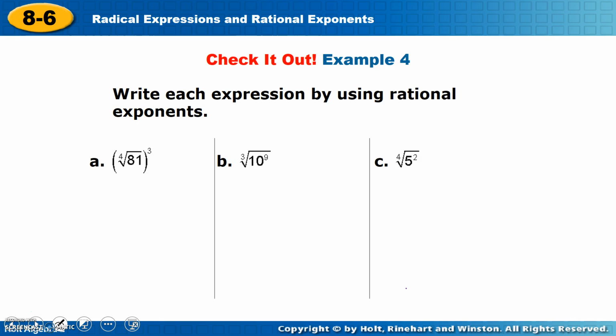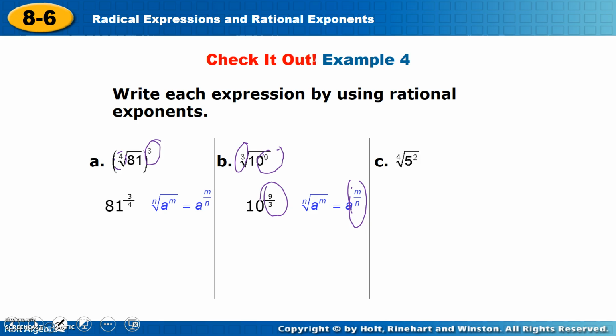All right, now that you've worked these, let's take a look. We have, as our first one, the 4th root, right? And we're raising to a power of 3. So did you choose your m and n correctly? And you would get 81 raised to the 3/4 power. Your second one, hope you got your m and n correctly. Your 3 being the n, and the 9 being your power. Did you go one step further here? Did you take that as 9 divided by 3, giving you 10 to the 3rd power?